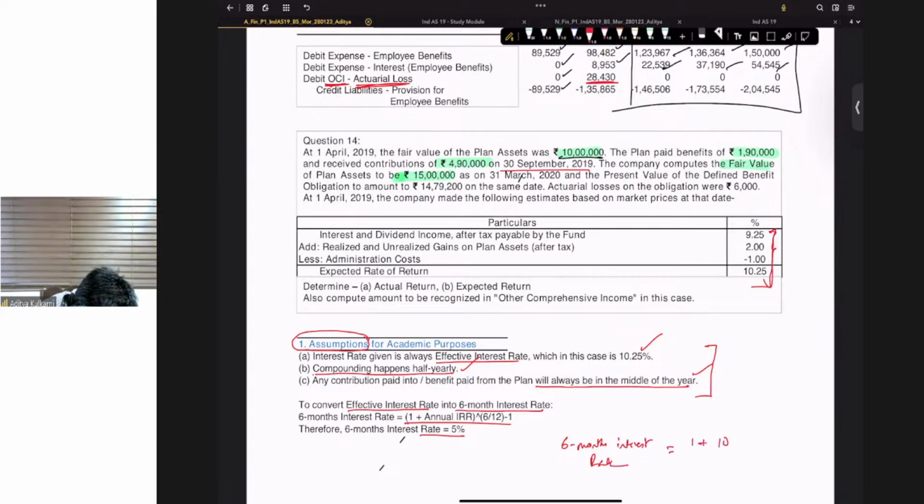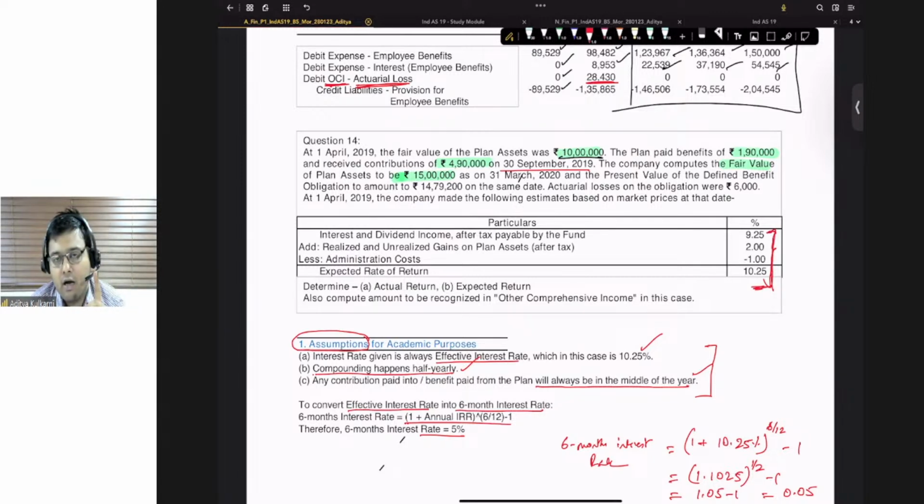1 plus the rate raised to 6 by 12 minus 1. So 1.1025 raised to half minus 1. 1.1025 raised to half is nothing but the square root if you are aware of it. So this comes to 1.05 minus 1, 0.05 or 5%. Now what is the meaning of this 10.25?